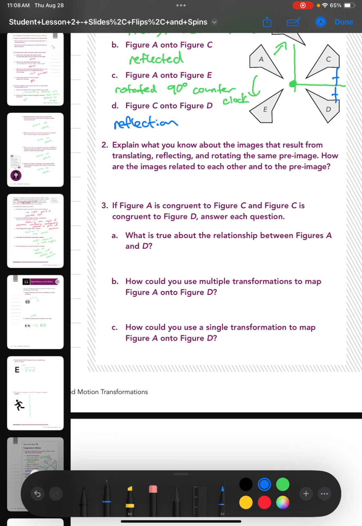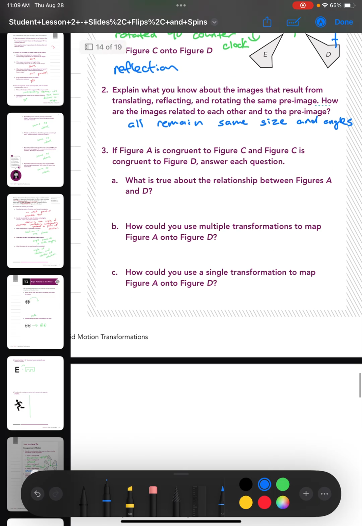All right, and then number 2, explain what you know about the image that results from translating, reflecting, or rotating the same pre-image. Again, I would just add to it that all remain the same sides and angle measures. So same size and angles, I'll put it. Okay, they'll be congruent.